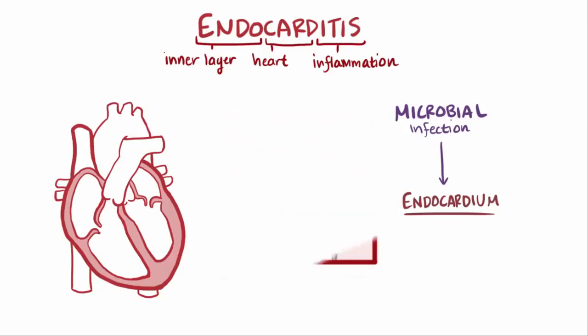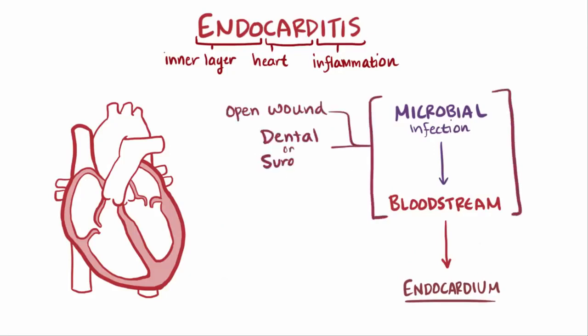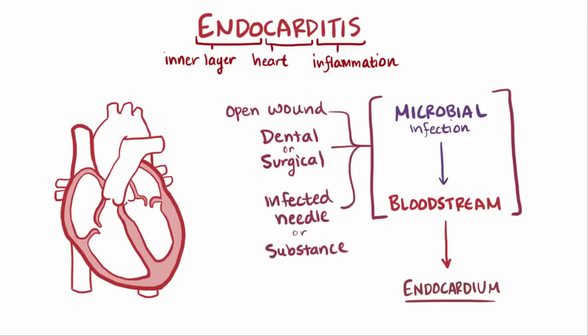Either way, a microbe has to first get into the bloodstream, and that might happen if a person has an obvious open wound or an abscess, a dental or surgical procedure, or injection with an infected needle or infected substance, usually while using illicit drugs.